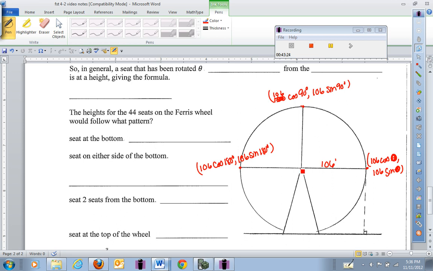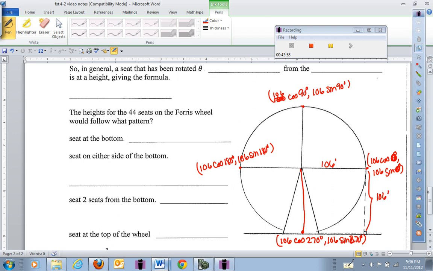And of course down here at the very bottom, this would represent 0, negative 1. So this would be 106 times the cosine of 270 degrees, 106 times the sine of 270 degrees. I'm going to put degree marks on those so we can remember that. And remember this distance from here to here, going down, that'd be 106 feet, wouldn't it?